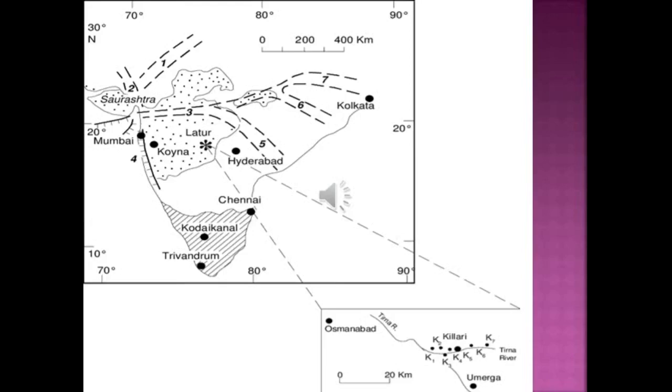In Koina, the earthquake occurred in the year 1967, and in Latur the earthquake occurred in 1993. They caused severe damage. So earthquakes do not occur only in the Himalayan belt; they also occur in the Deccan region, but rarely. In Tamil Nadu there is less chance of earthquakes, because no plates meet in our region. Already we saw that wherever plates meet, there is a chance of earthquake.